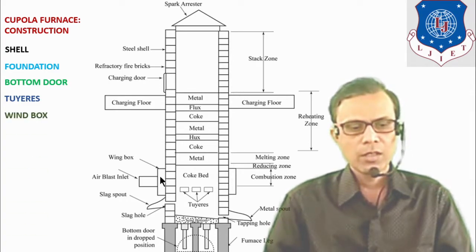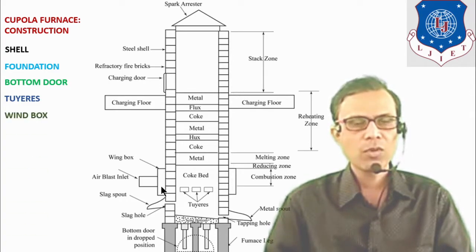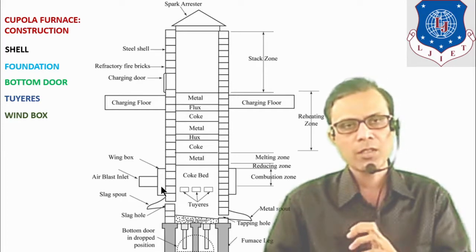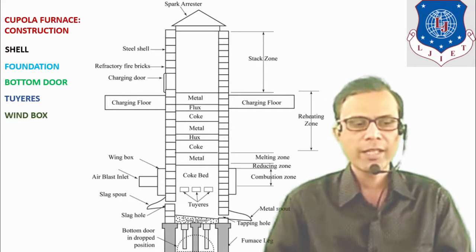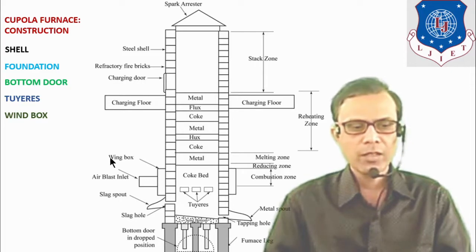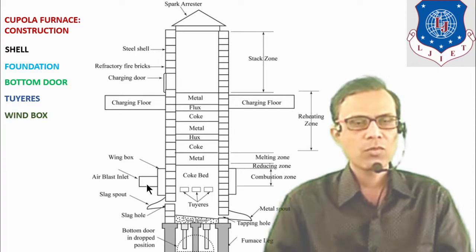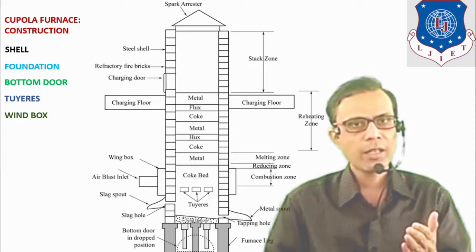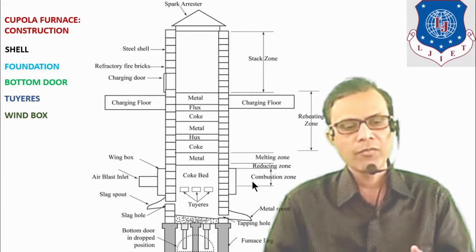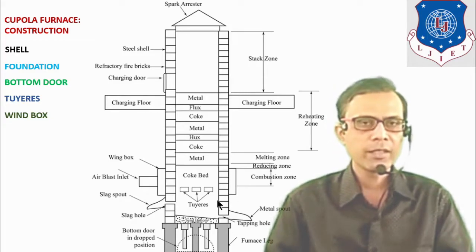Wind box. This part is known as a wind box, which surrounds the furnace, and at the wind box an air blast pipe is used. With the help of the blower, air is blasted and that air is supplied with the help of the tuyeres inside the furnace.